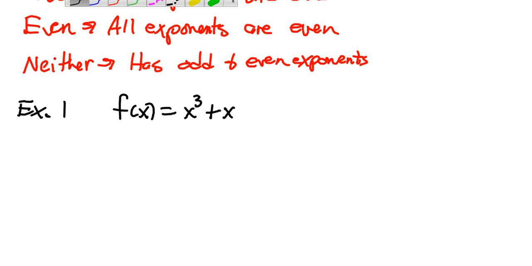This one, you've got x to the third. Now here's where sometimes you have to make sure you get the little bits in there. This is x, but technically it's x to the first. So you've got 3 and 1. So it's an odd exponent. Everything's odd, so it's an odd function. And if it's an odd function, it automatically has symmetry with respect to the y-axis.